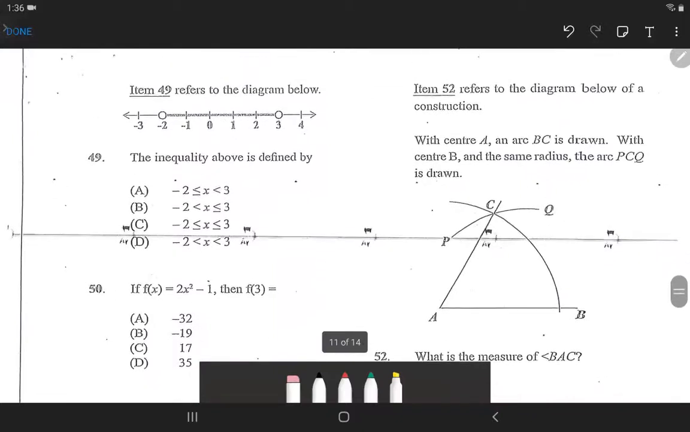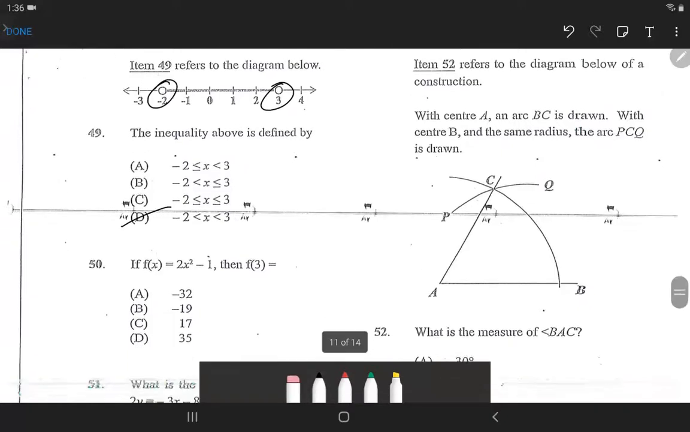Item 49 refers to the following diagram, also the diagram below. The inequality above is defined as, notice that it is not equal to -2 or 3, so it has to be in between. So that's D, but there's no equality.